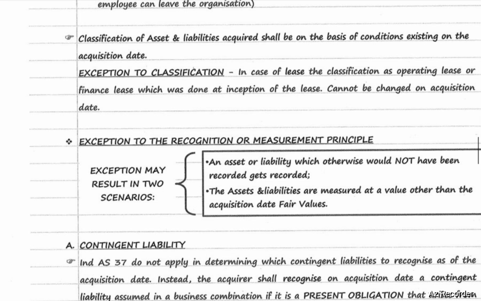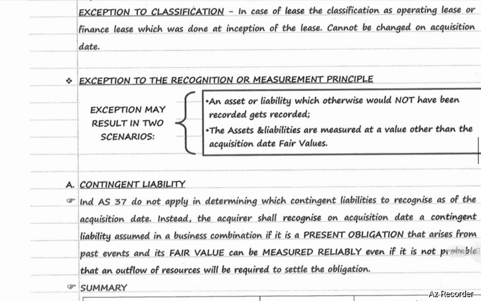So assets and liabilities will be classified based on the conditions existing as on date of acquisition. Exception to the classification. In case of lease, the classification as operating lease or finance lease, which was done at inception of the lease, cannot be changed as on date of acquisition. So in case of lease classification, once classified as on date of inception, it will follow. It cannot be changed.